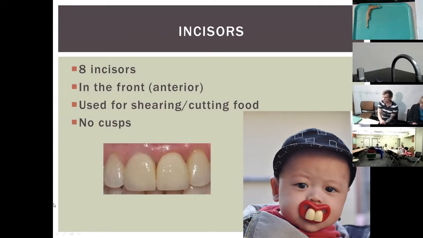They're used for shearing and cutting foods. So you don't grind with these teeth. You don't just sit and chew with your front teeth typically. You chew with your back teeth, which have better surface for that. So these are for shearing and cutting food.